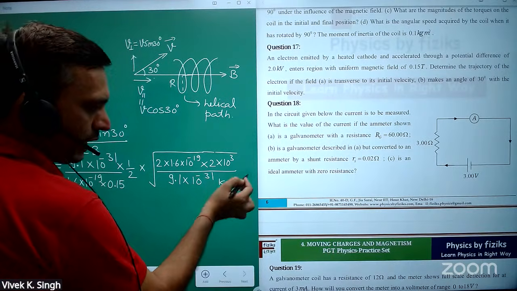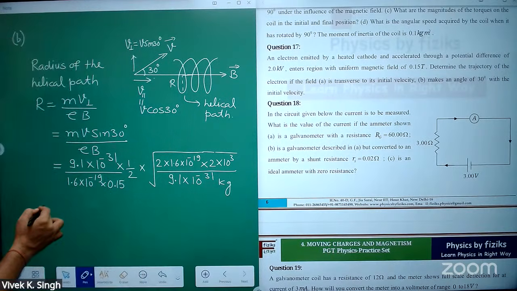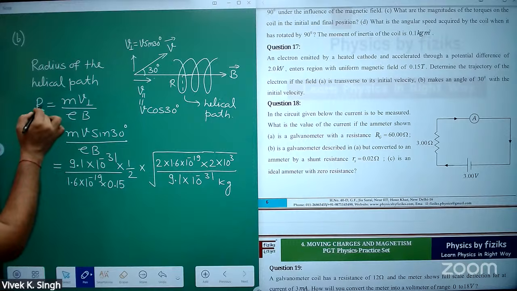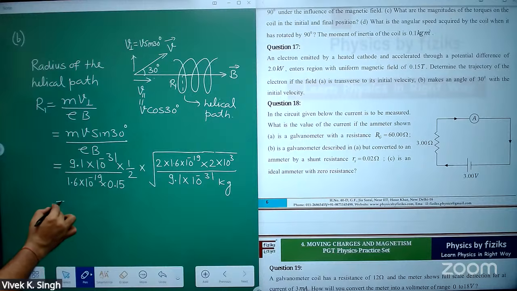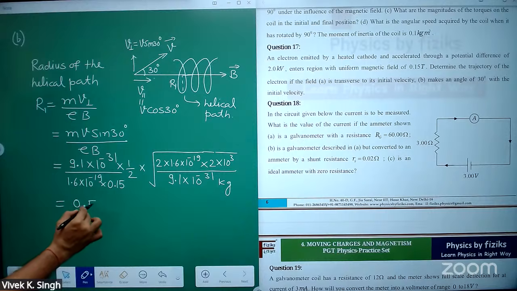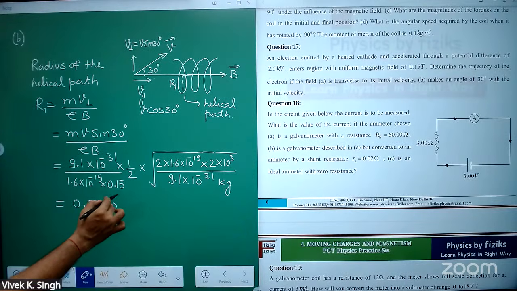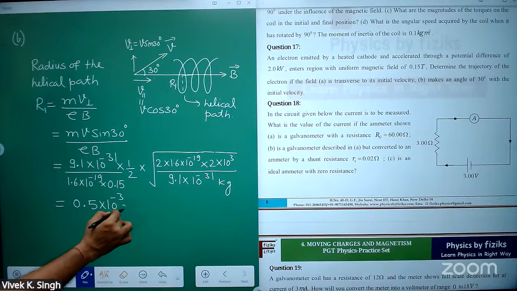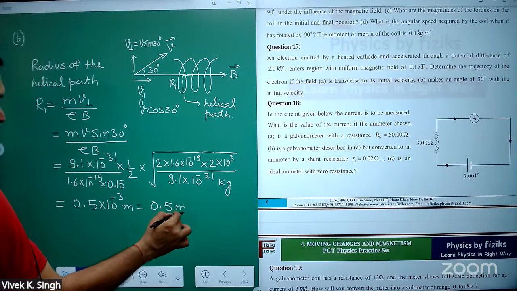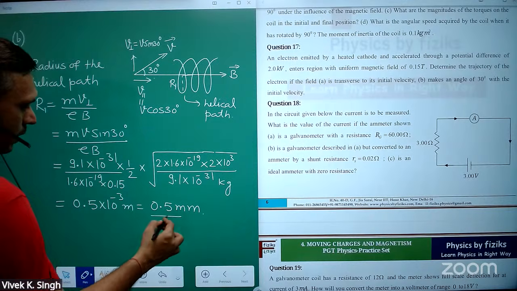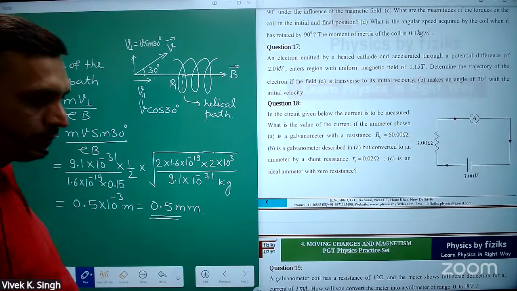So it's a matter of calculation. Calculation you have to verify. Let's take this radius as R1. So this value is 0.5 into 10 to power minus 3 meter, or this is 0.5 millimeter. Is it clear?